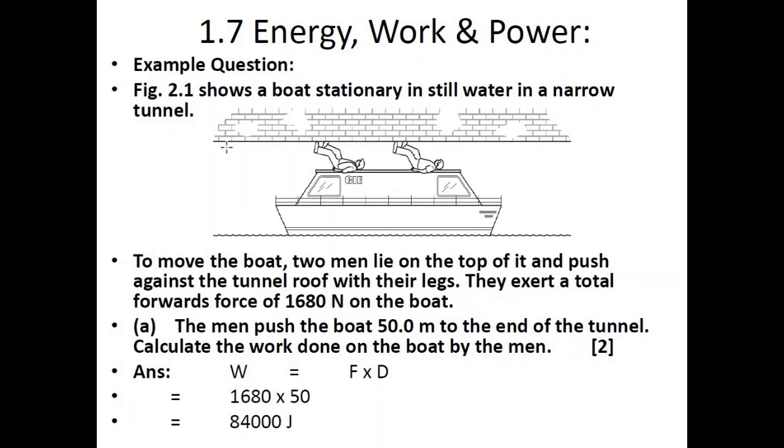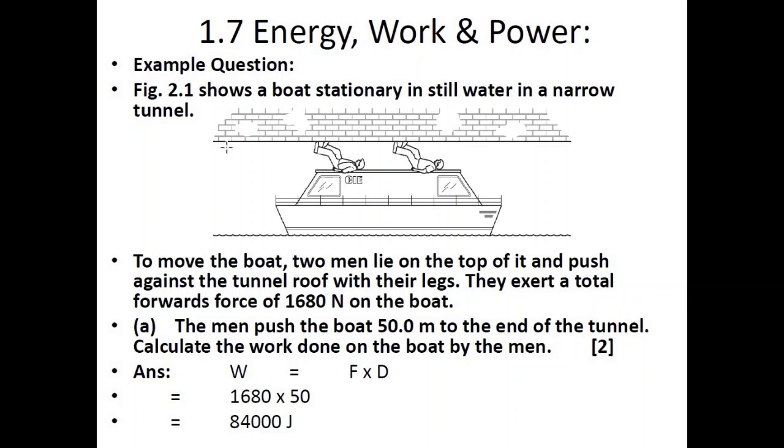Example question. The figure shows a boat stationary in still water in a narrow tunnel. To move the boat, two men lie on top of it and push against the tunnel roof with their legs. They exert a total forward force of 1680 Newton on the boat. The men push the boat 50 meters to the end of the tunnel. Calculate the work done on the boat by the men.